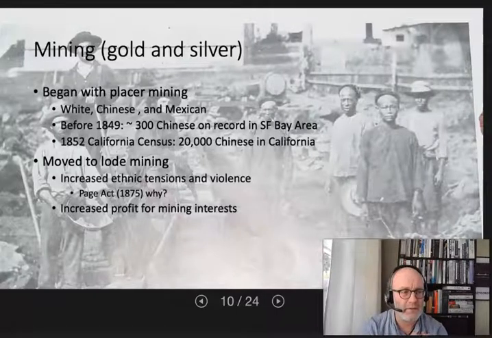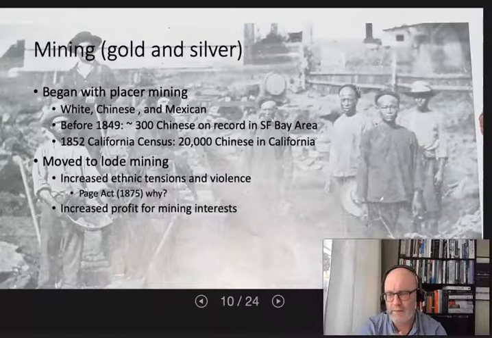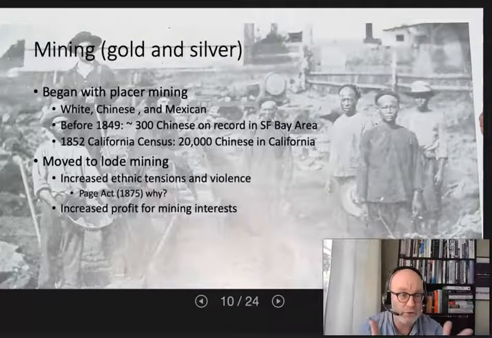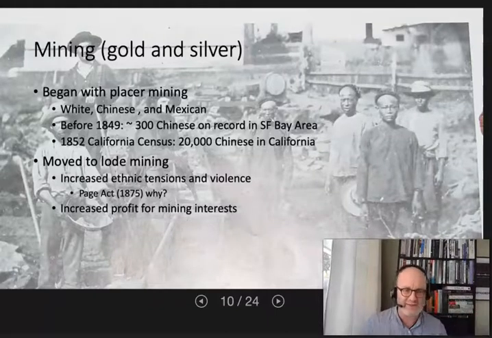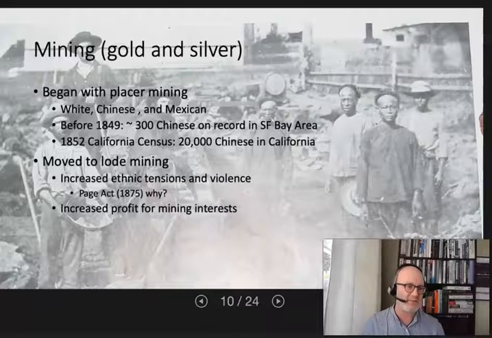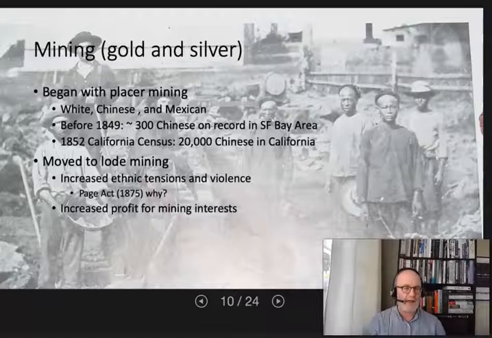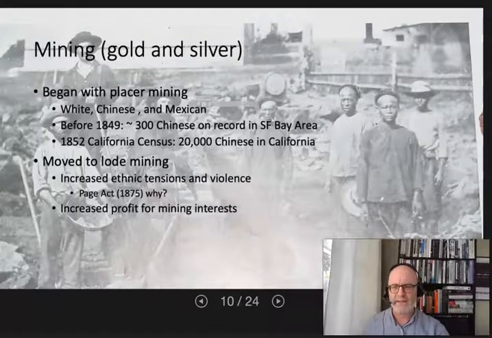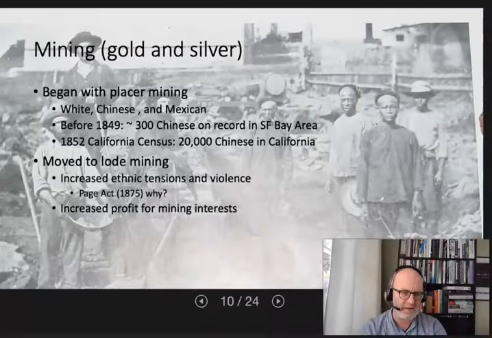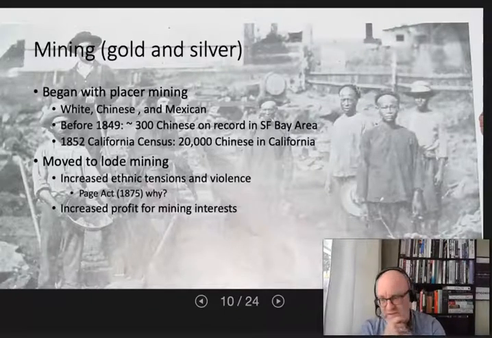The gold becomes more rare, and mining moves to lode mining, which is like blowing up hillsides and shooting hoses on it and stuff. You can't just do that on your own. So suddenly these miners become effectively wage laborers, right, working for a mining company. And the Chinese are used to break up strikes, to get different workers kind of pitted against one another. Again, this is just kind of simple, right? When you have the resources that are more scarce, you're going to get this kind of competition. So that's the 1840s into the 1850s.